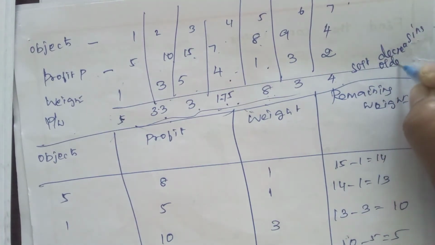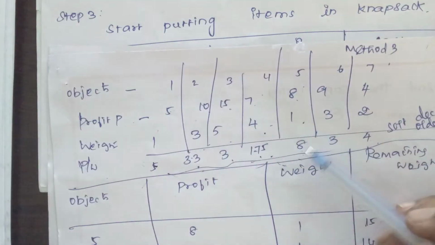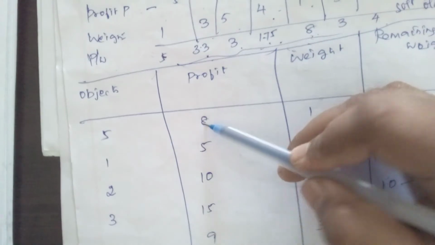Based on this decreasing order, sort in decreasing order, the same method. After doing the fraction method we have to go for sorting in decreasing order, that means maximum to minimum value. Starting from 8 down to the minimum value. See, 8, 5.